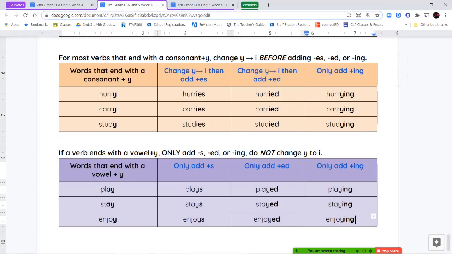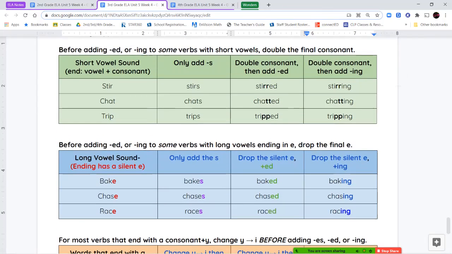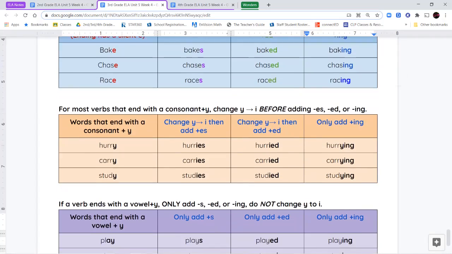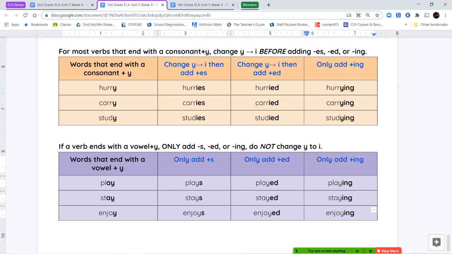So these two bottom boxes are where the majority of your work for this week is going to come from. This is where I want you to focus. You may find a few of them that come from these top two that we had talked about in the past. That's why I wanted to make sure that you had all the information in the same place. But remember, consonant Y, change it to an I. Vowel Y, leave it alone.